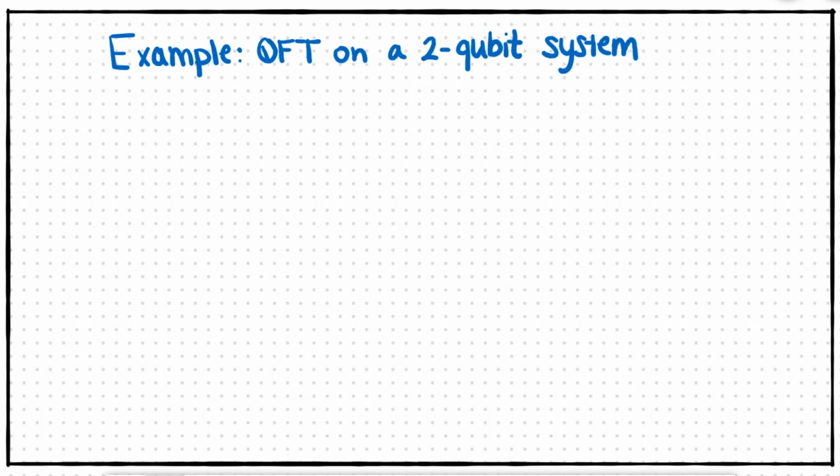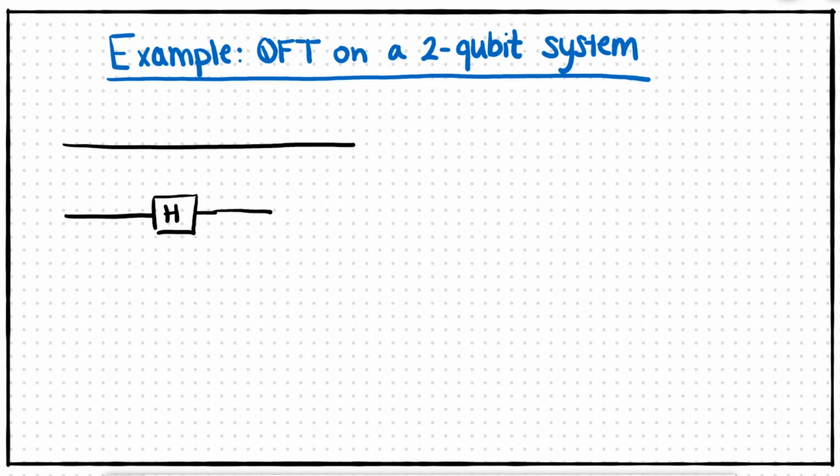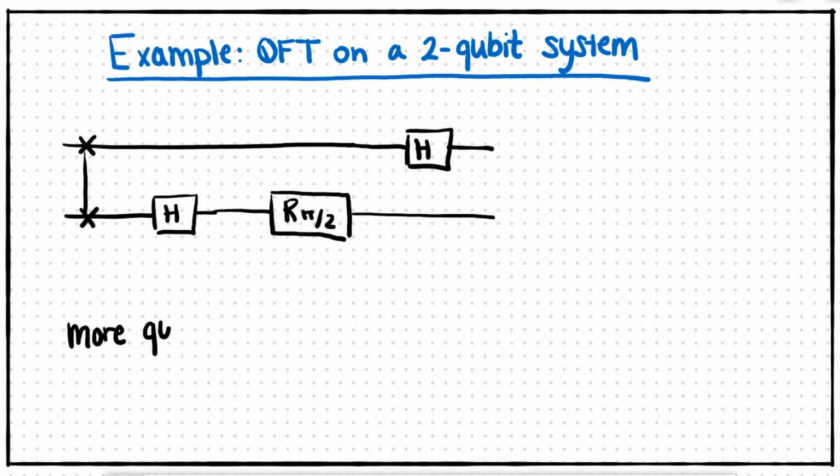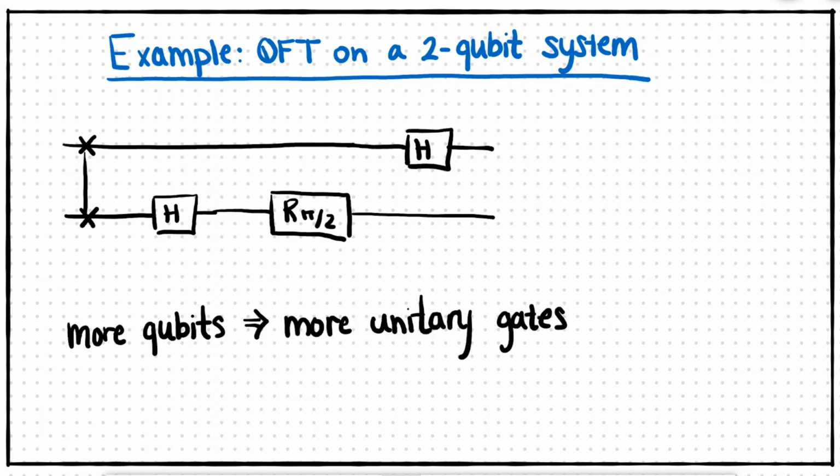For example, let's examine what happens in a 2-qubit system. This QFT has the following circuit representation. Adding more qubits involves the product of more and more of such unitary gates.